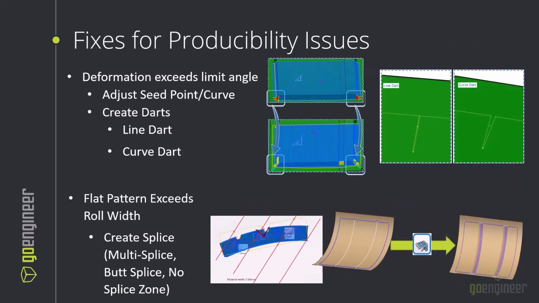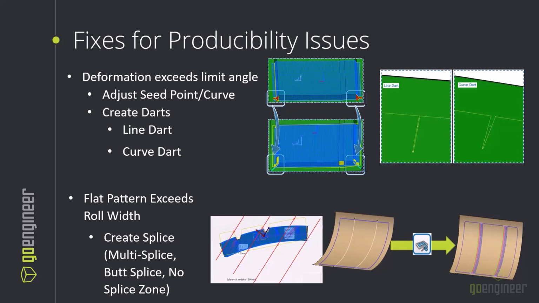So looking at some of the failures, the first one being that deformation going too high. One compensation for it is creating a dart, or essentially a relief cut. And there's two different darts that we can create: a line dart, which is just defined between 2 points, or a curve dart, which is defined as a curve on our surface. The other error that we can run into is when our flat pattern exceeds our roll width.